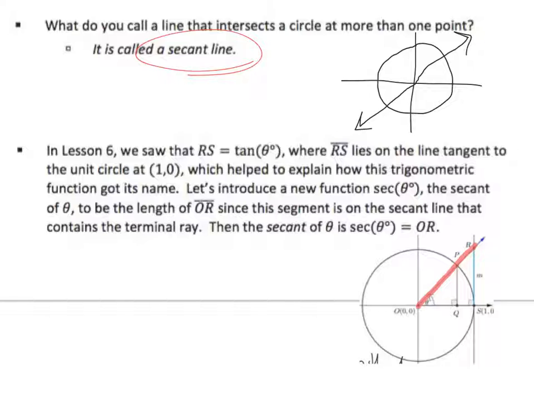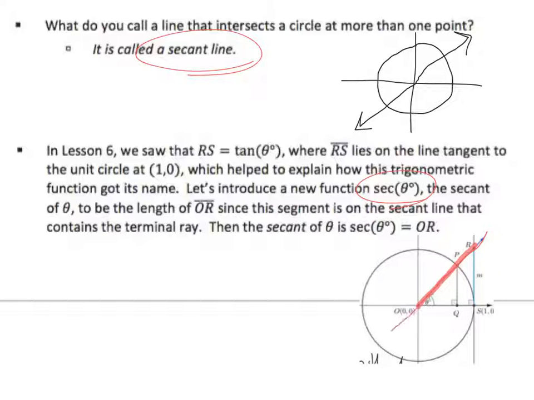In lesson 6, we saw that RS, right here, is your tangent of theta, where RS lies on the line tangent to the unit circle. And that helped us to explain how this trigonometric function got its name. Let's introduce a new function, secant theta. The secant of theta is the length of OR, O to R, since this segment is on the secant line that contains the terminal ray.